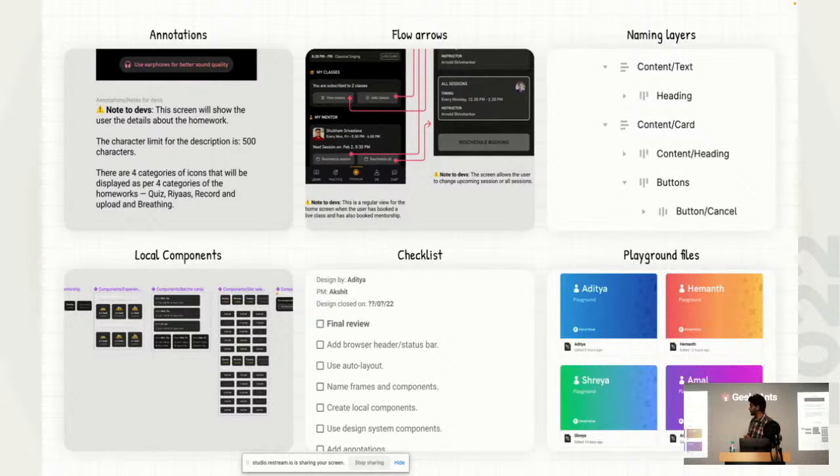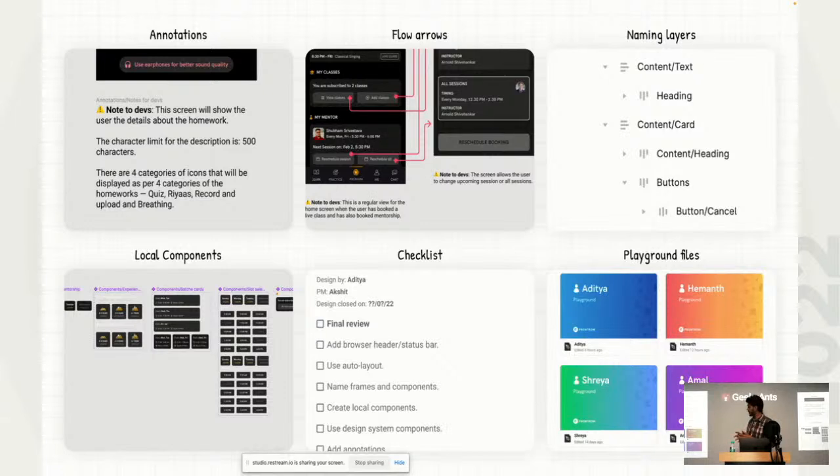The second last is, of course, checklist. What I mean by checklist is the list of the same few things that you see here, along with a few more, which helps you make sure that all of the processes that you define for your teams are being followed rigorously, and nobody misses out or takes a little shortcut which compromises on the design quality. And last is playground files.